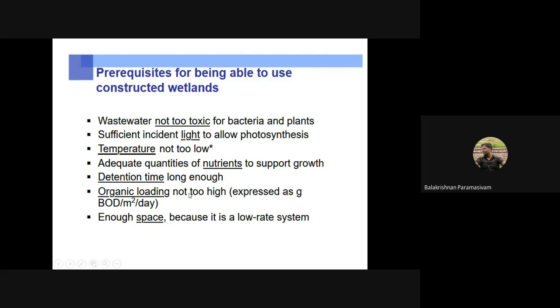So we have to provide a long hydraulic retention time. Long hydraulic retention time means we need high area, then organic loading rate and enough space. So we need enough space. Generally because of this disadvantage, it will be used as a tertiary treatment.